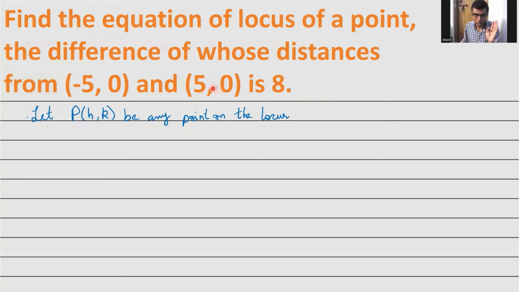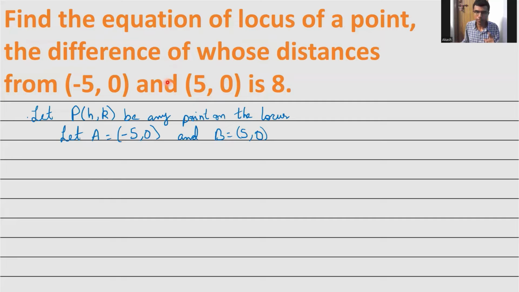Now, what else is given? 2 points are given. It's not given that these 2 points are A and B, so we need to denote them. Don't forget it. Let A be (-5, 0) and B be (5, 0). Now let's analyze the given statement and put it down as a mathematical equation. There is a point such that the difference of whose distances from these 2 points A and B is 8. That means PA minus PB is equal to 8.